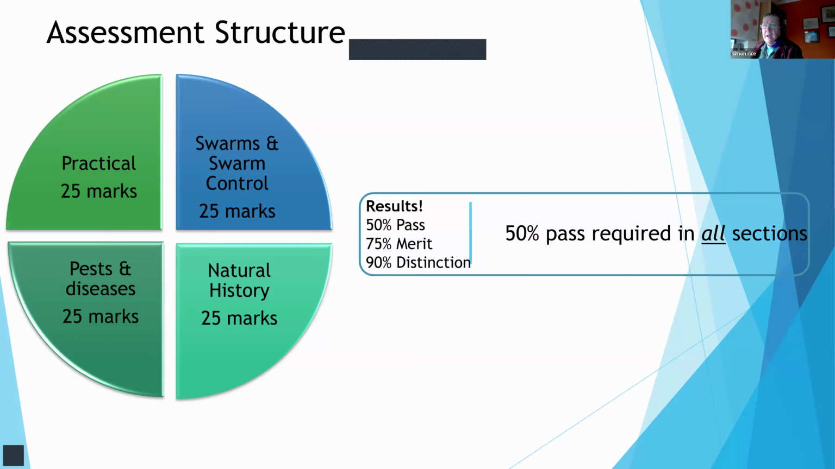So 4 sections. Each section carries 25 marks. You need to get 50%, so 50 marks to pass, but you need 50% in all of the sections. If you do particularly well and get 75% of the marks, you're awarded a merit. And if you do really, really well and get 90% of the marks, you're awarded a distinction. But actually, the important thing is about getting those 50 marks and getting a pass.